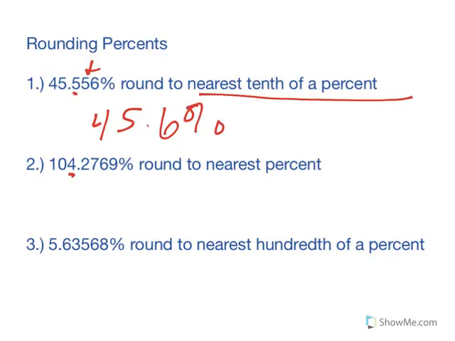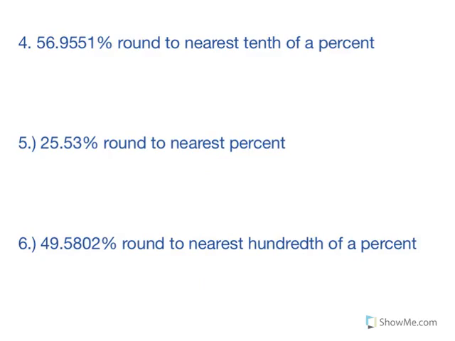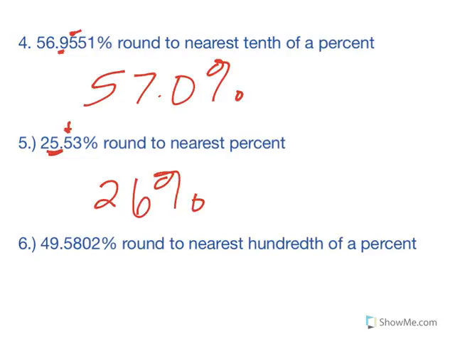Nearest whole percent, that's the 4, 2 rounds down, so 104%. Nearest hundredth, that's where the 3 is, 5 rounds up, so 5.64%. Number 4 says nearest tenth, that's the 9, 5 rounds up, so it becomes a 0, so we should have 57.0%. Nearest whole percent is the 5, that 5 rounds up, so it's 26%. And the last, nearest hundredth, that's an 8, the 0 rounds down, so 49.58%.